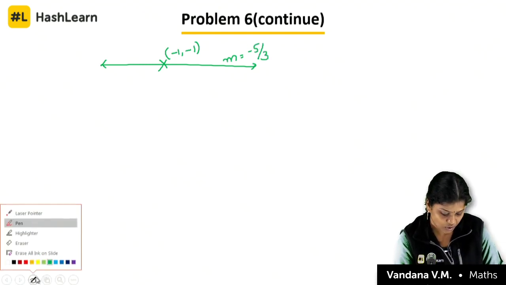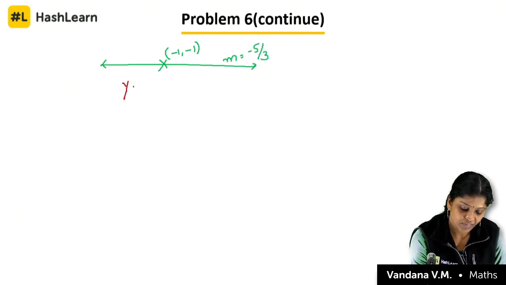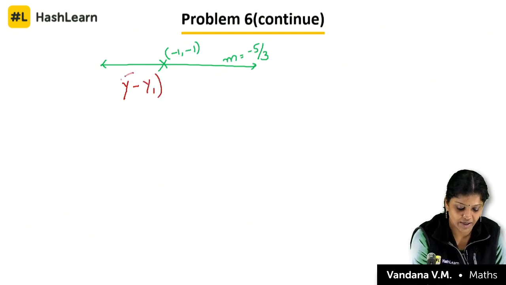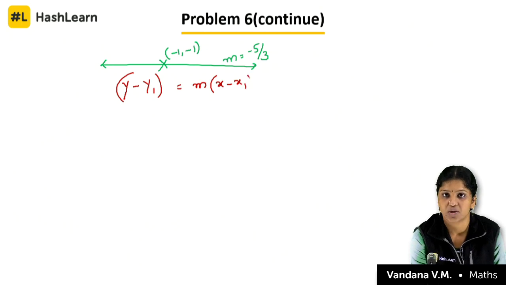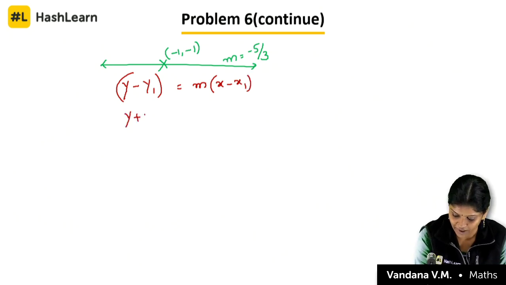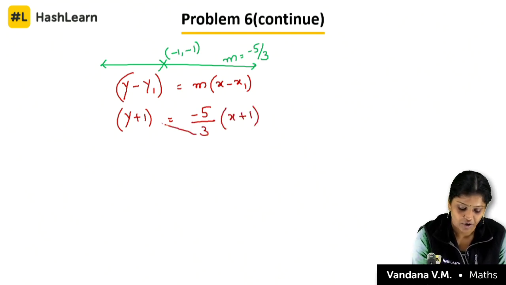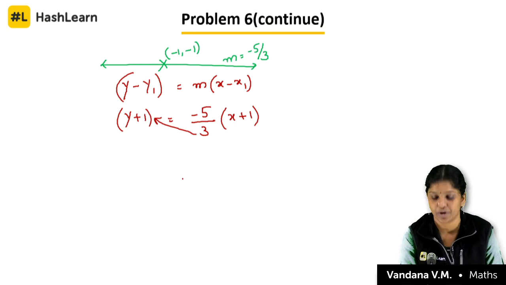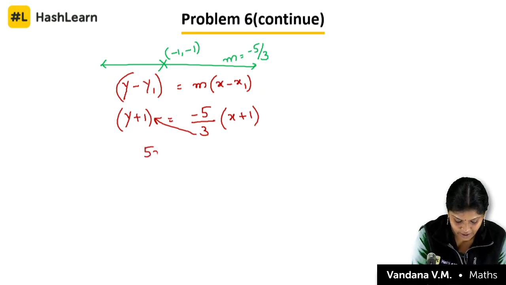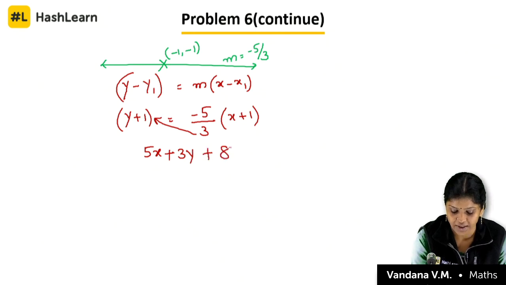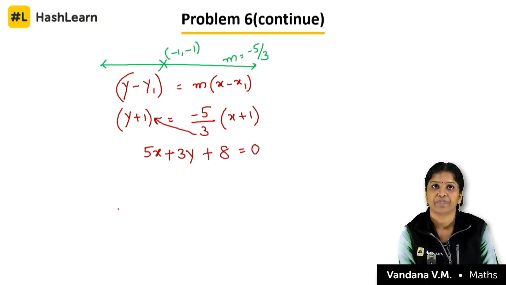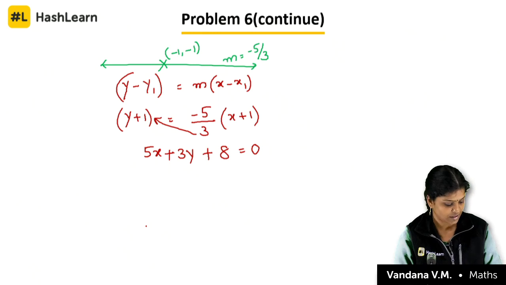How to write the equation of a line, children? y minus y1 is equal to m into x minus x1. So, y plus 1 is equal to minus 5 by 3 into x plus 1. Do the cross multiplication and do the simplification, you will get the answer as 5x plus 3y plus 8 is equal to 0. Clear, children? Yes. Next one.